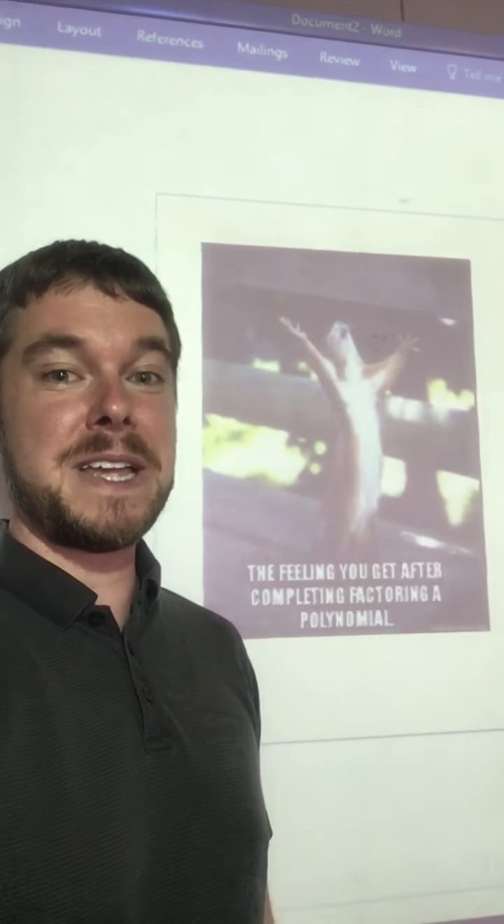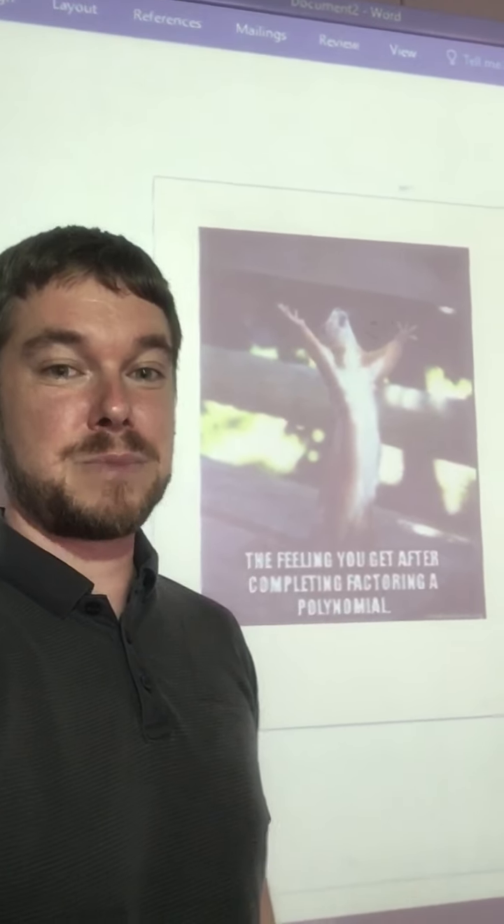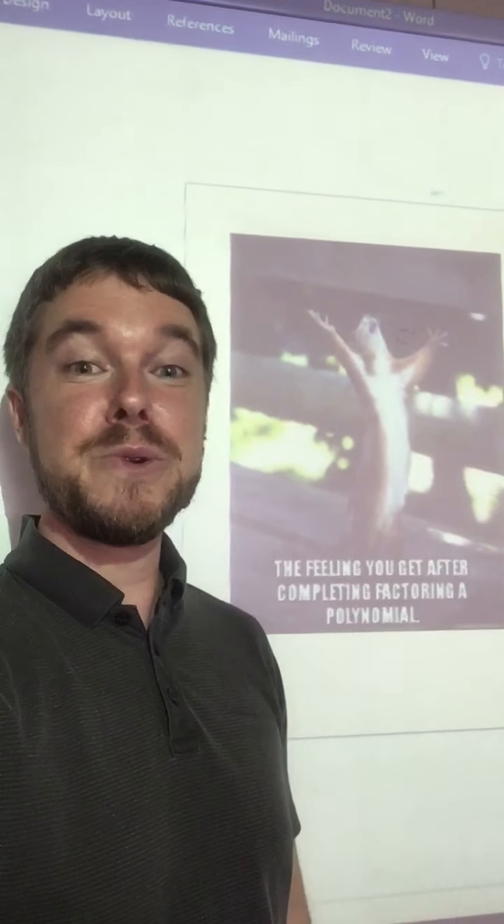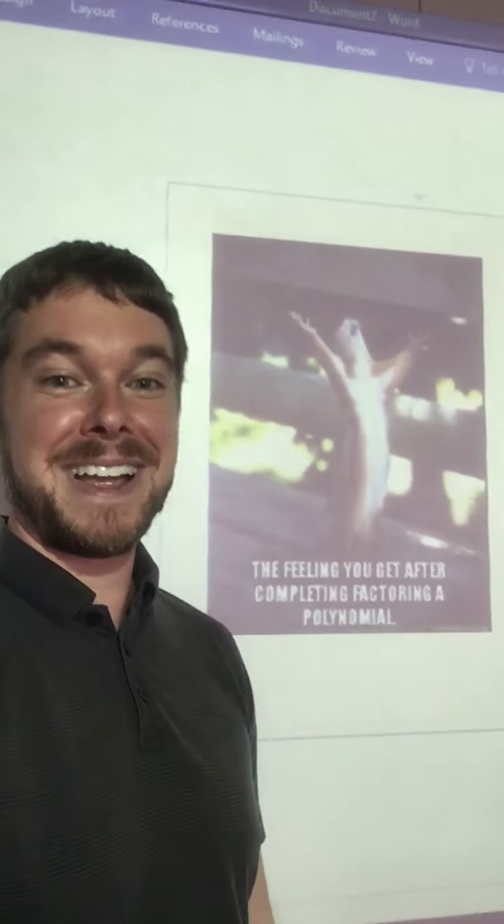Today we're going to be taking our first steps into a new unit on solving quadratic equations. Today specifically we're going to be doing what's called factoring quadratic expressions. It's very powerful stuff, so I'm going to teach it to you now so that you can experience the same thrill as this little woodland creature here.